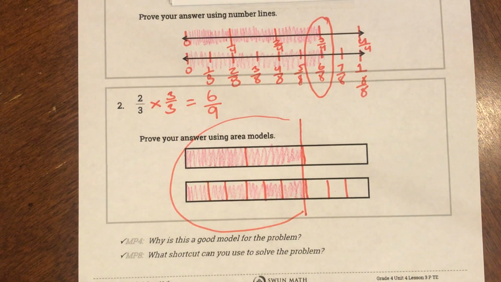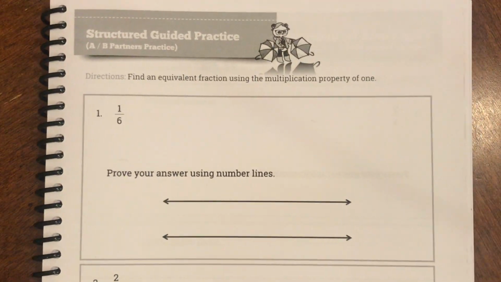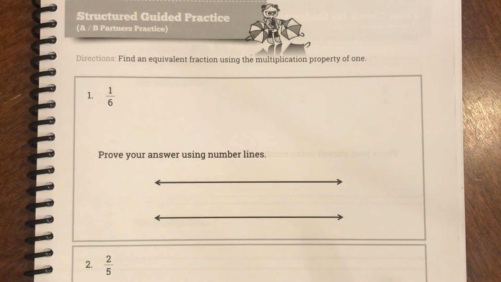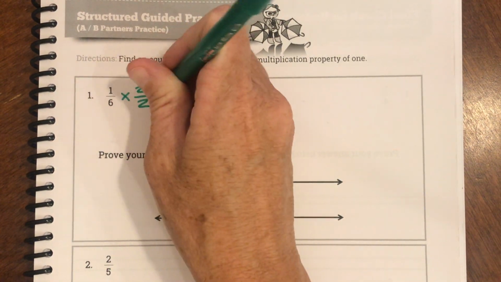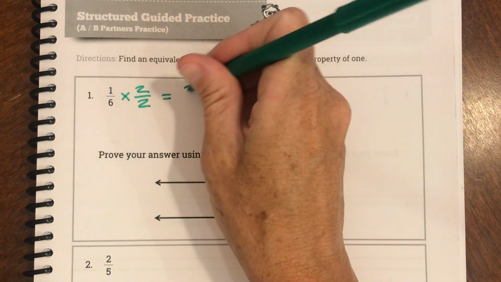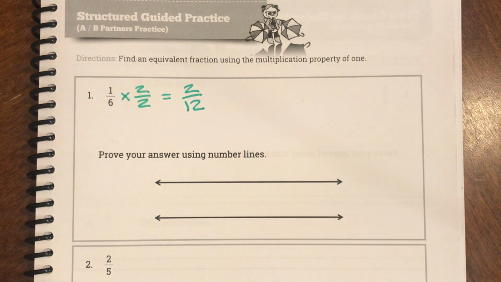Okay, so let's try some of these together. I'm going to grab my green pen, which means you're going to join me, and let's work on page 14 together. So on page 14, we're on number 1, and it says 1/6. So we want to find or generate an equivalent fraction using the multiplication property of 1. So we can't change its identity or its value, so we have to multiply by a fraction equivalent to 1. So let's just multiply it by 2/2. And what do we get? We get 2/12. So 1/6 is equal to 2/12.